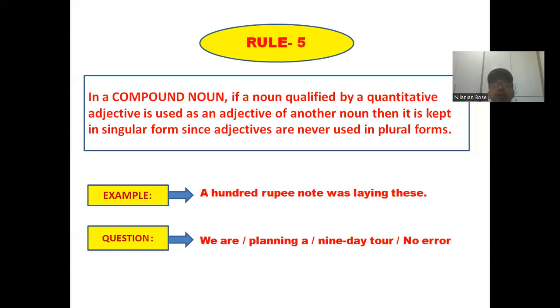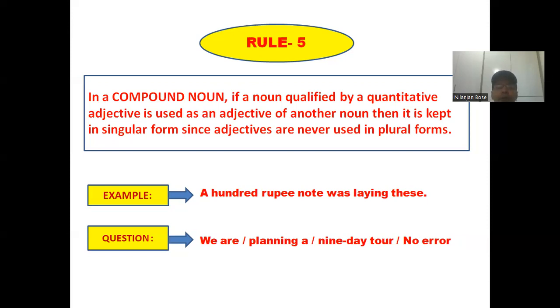Now we are into the last rule. In a compound noun, if a noun qualified by a quantitative adjective is used as an adjective of another noun, then it is kept in singular form, since adjectives are never used in plural forms. What is the rule saying? Let me clarify that with the example. 100 rupee note was lying there.